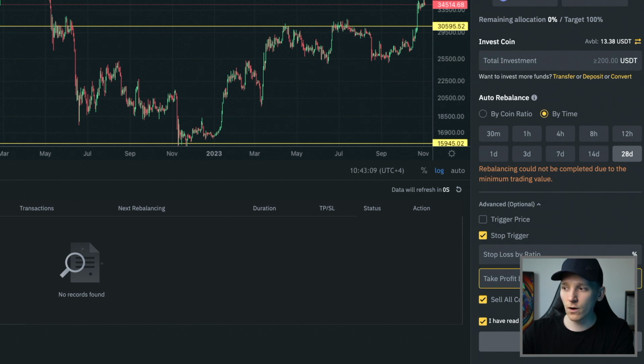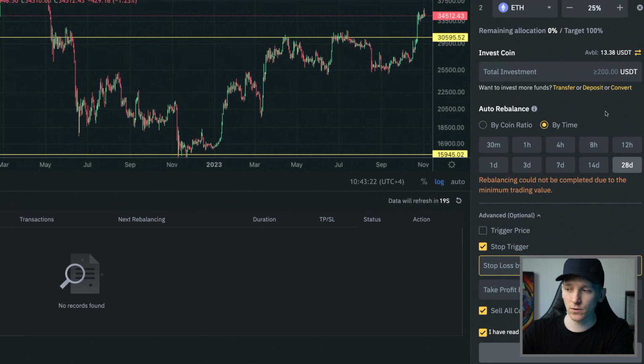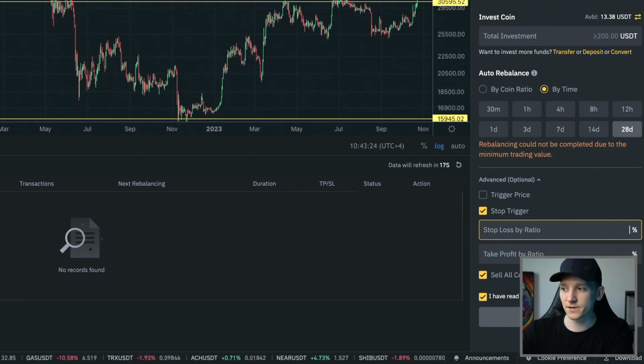And as you can see, sell all coins on stops. So if you put these stops in, then what it will do is sell all coins. So you can just click that on and it will sell all the coins in your rebalancing bot. And so you won't have any more. That will go back to the stable coin, which is US dollar Tether. I have read, and then just press create.